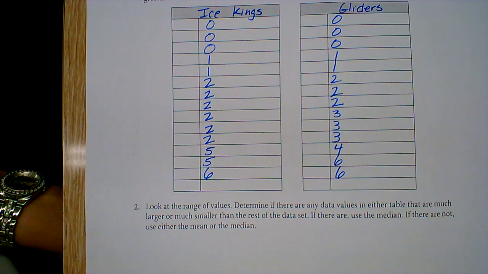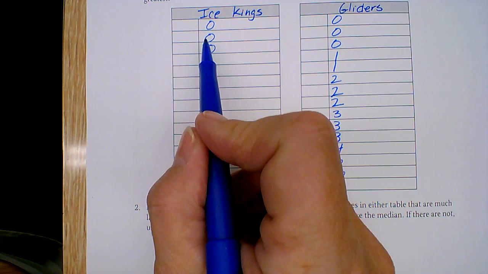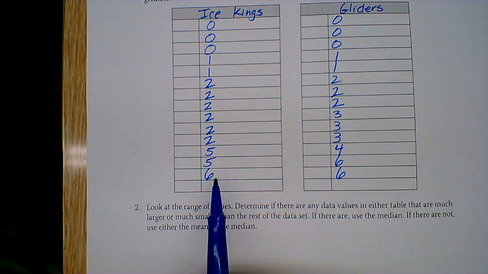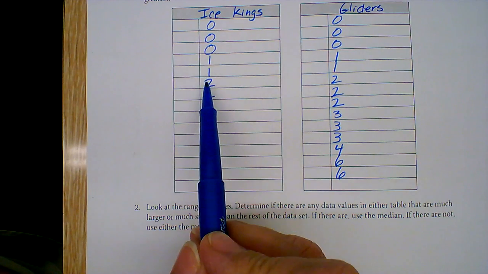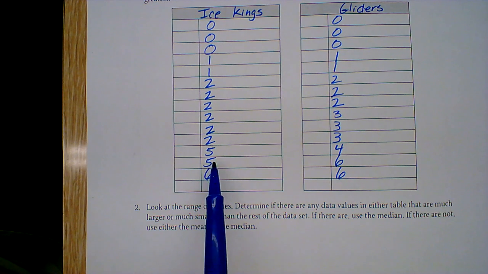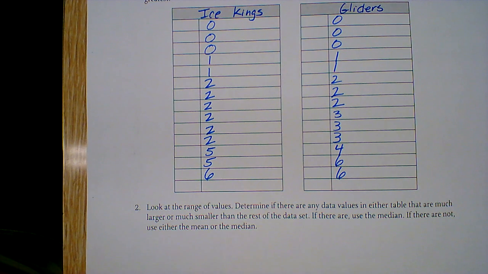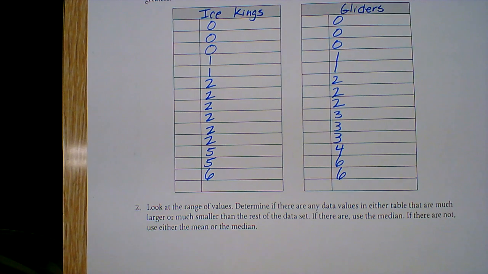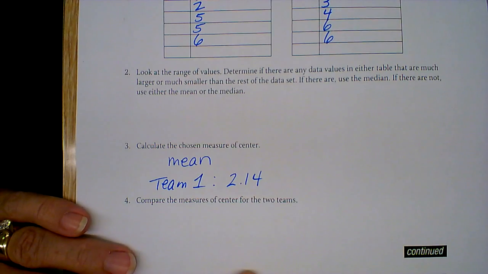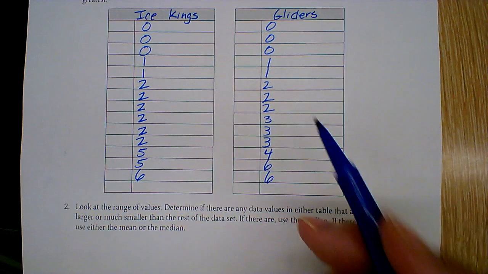So let's pick the mean for this, which means I have to add all of these up, 0 plus 0 plus 0, and divide by 1, 2, 3, 4, 5, 6, 7, 8, 9, 10, 11, 12, 13, 14. So I'm going to add all of these numbers up in my calculator and divide by 14. So for team number 1, the Ice Kings, when I find the mean, it's about 2.14.